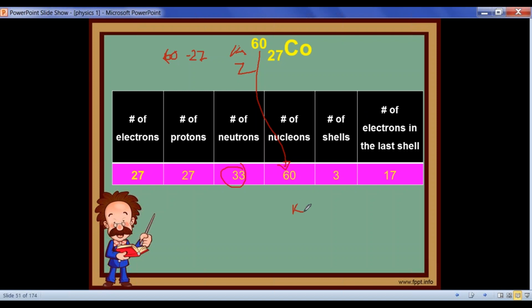So that's K, 2. L is 8 ang maximum. M is 17. So a total of 27. So number of shells we have 3. Number of electrons in the last shell. M is the last shell, so we have 17 electrons. So I hope clear po siya. We will proceed.